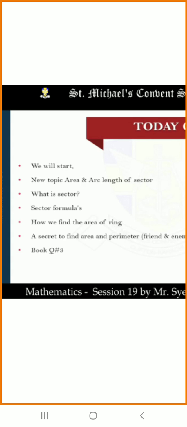What is a ring? How do we find the area of the ring? And a secret is here to find the area and perimeter. There is a trick, I called it friend and enemy. So we are going to discuss it in today's class, and we are going to attempt book questions, right? So without any further delay, let's begin.